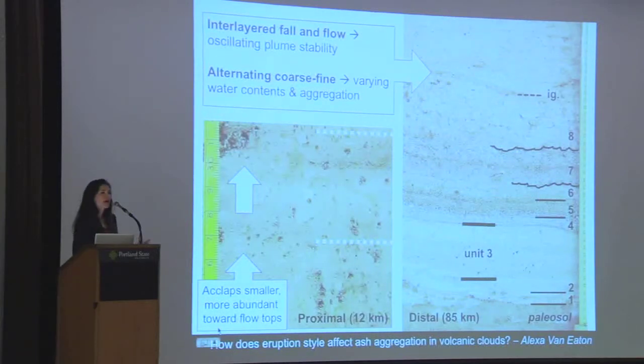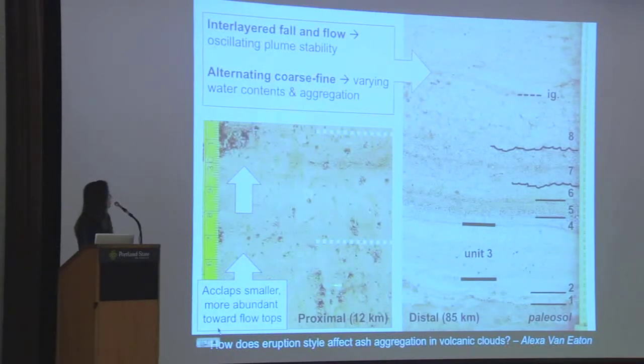So some of what we can actually see in the field from a physical volcanological perspective, we're looking at, for example, this site 12 kilometers from source is proximal for unit 3 out of 10 units defined by bedding. And then this photograph here is from 85 kilometers, which is more distal for unit 3, where it starts to transition mostly to a fall deposit.